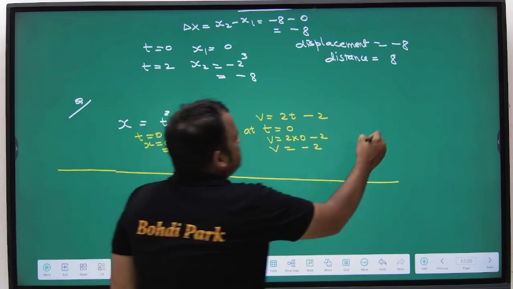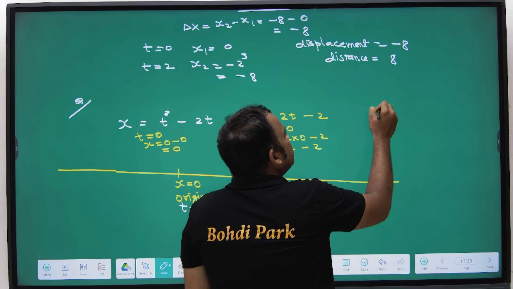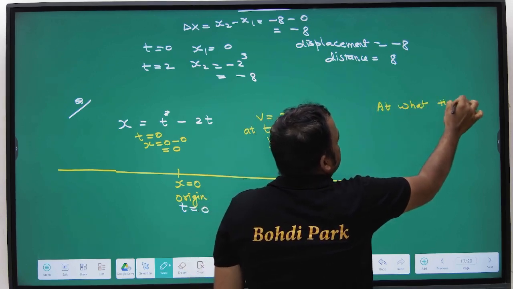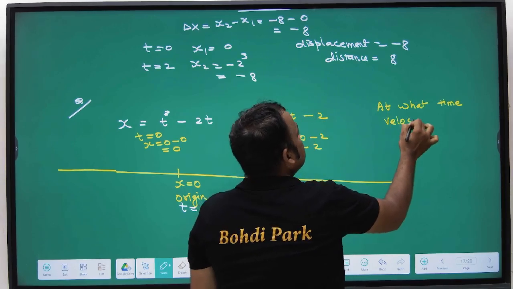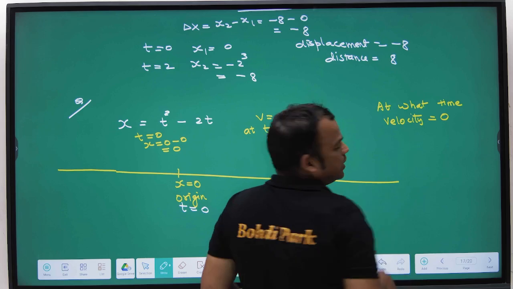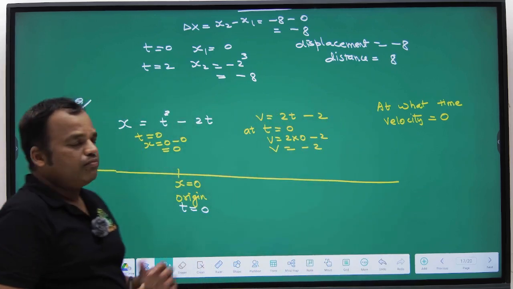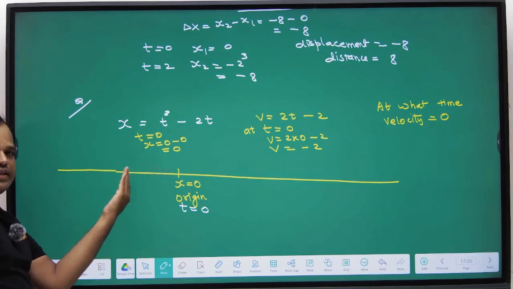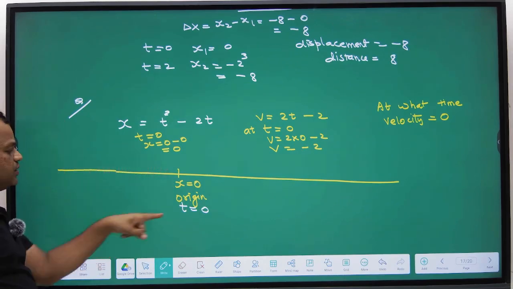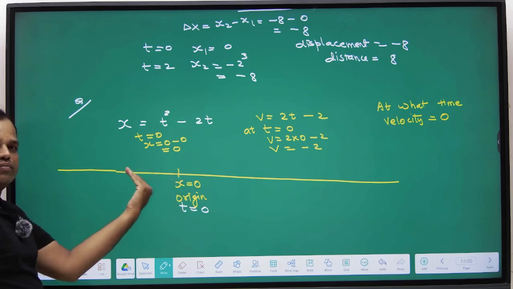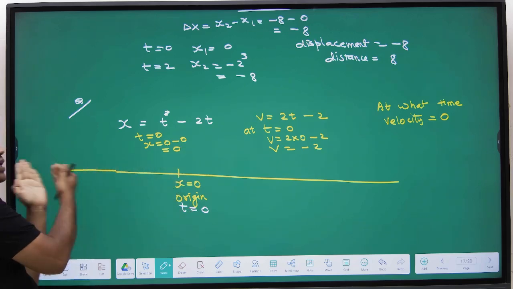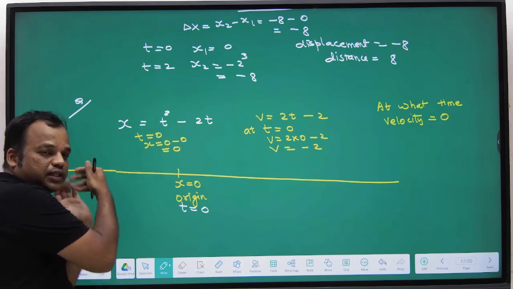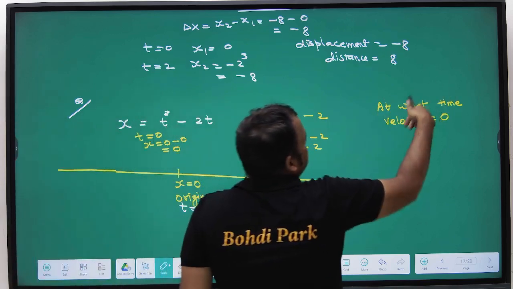Next we will see at what time velocity is 0. Why are we calculating this? Because we want to observe for how many seconds it is going left side. At t equal to 0, it is going left side, but for how long? The direction of motion is left side. So at what time is velocity 0?